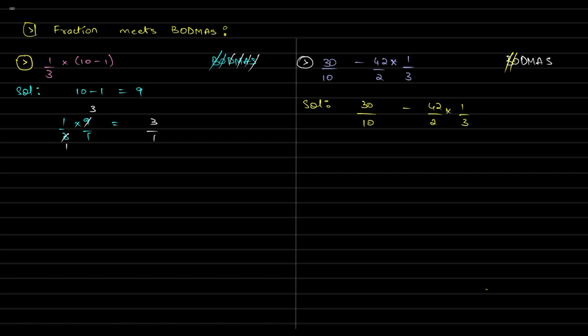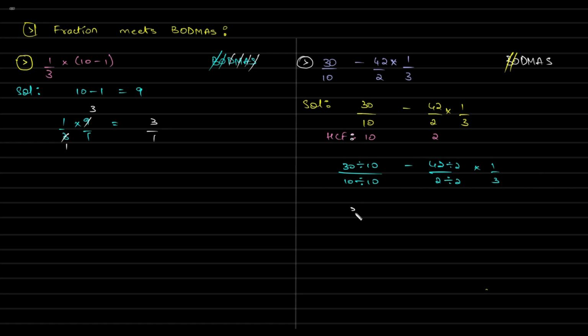So what is the HCF over here? HCF between the numerator and denominator is 10, and here it's 2. So let's do that. Let's cancel them. So we have 30 divided by 10 divided by 10 divided by 10 minus 42 divided by 2 divided by 2 divided by 2. Again, you need not do all of this in this way. You need not write so much, but again, just for explanation, nothing else.